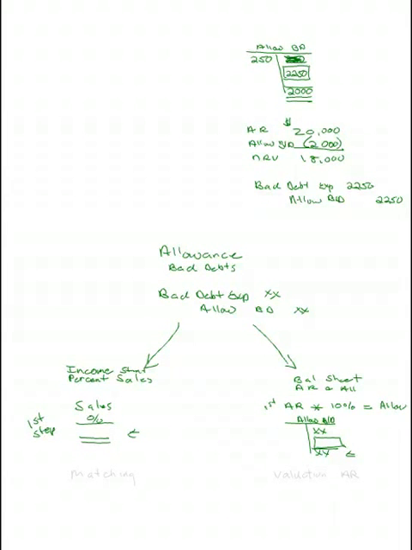Income statement method favors good matching, and the balance sheet method favors good valuation of getting that accounts receivable to the right net realizable value. Both are accepted methods of dealing with bad debt expense.